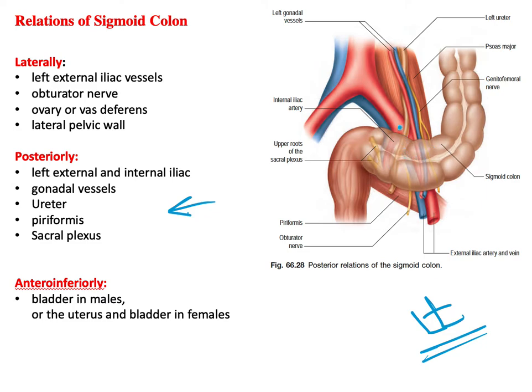What else? If you know that the common iliac divided into internal and external, you know this bifurcation site, that means you know that the ureter, which is very important, crosses anterior to this bifurcation. That means what's behind the sigmoid also? You have the ureter. Okay, and also you know that the ureter is crossed by gonadal vessels. That means also you have gonadal vessels. And also you have the piriformis muscle here, and you have the sacral plexus as well.